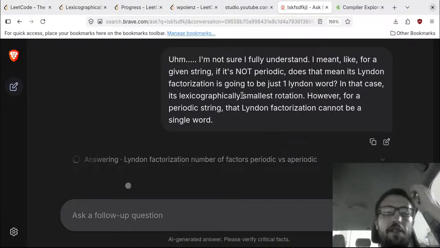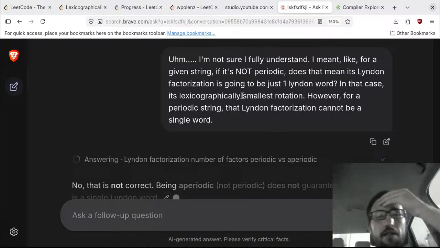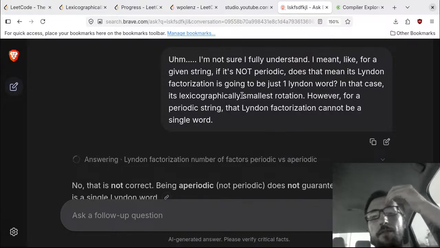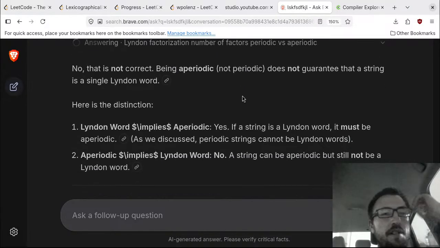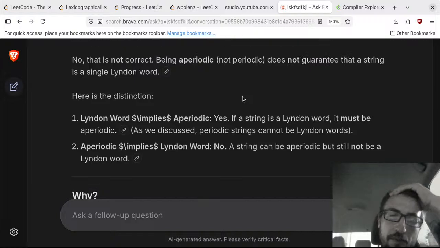So this is my thinking. No, that is not correct. Being aperiodic, not periodic, does not guarantee that a string is a single Lyndon word. Here's the distinction. Lyndon word implies aperiodic. Yes. If a string is a Lyndon word, it must be aperiodic, as we discussed. Periodic strings cannot be Lyndon words. Aperiodic implies Lyndon word? No. A string can be aperiodic, but still not be a Lyndon word.